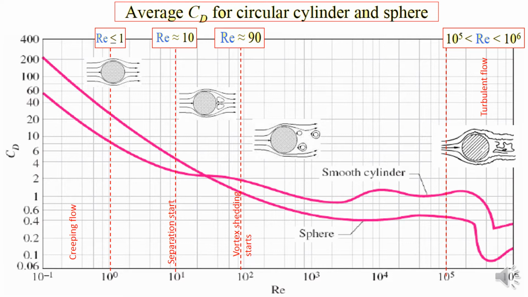So the flow is wrapped around the cylinder, and then at Reynolds number approximately 10, separation starts, as shown in the second figure. So we have separation behind the cylinder, and then at Reynolds number approximately 90, vortex shedding starts. As shown in the third figure, we have circulation in the wake region behind the cylinder. And then within the range of Reynolds number 10 to the power of 5 to 10 to the power of 6, we have the turbulent flow. As you can see, the flow behind the cylinder is extremely complex.